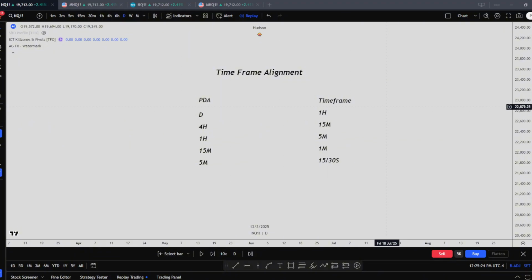But yeah, let's get right into this video. This is going to be time frame alignment, right? This is what I use to trade, how I take trades based upon time frame alignment. And once again, all these recent videos that I'm making are going to go directly into the model that I've been trading for the past like 4 or 5 months that people have been asking me about.